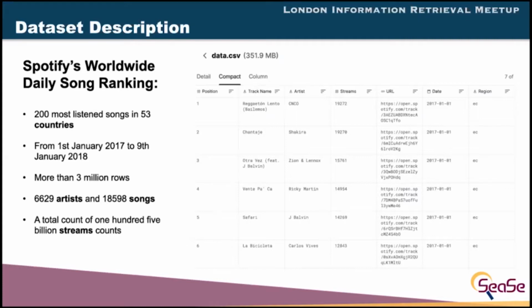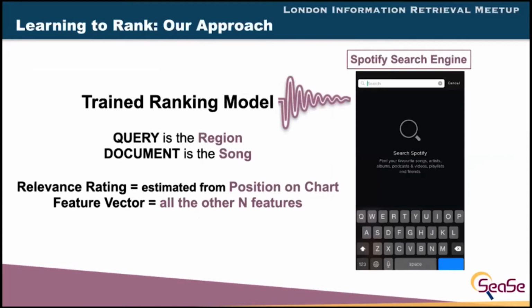So during the exploration of the dataset, we began to brainstorm and generate ideas to understand how and which techniques were most appropriate to achieve our goal. So what was our approach? We know that learning to rank links machine learning into the search engine. So we have supposed a Spotify internal search engine, where a trained ranking model is integrated.